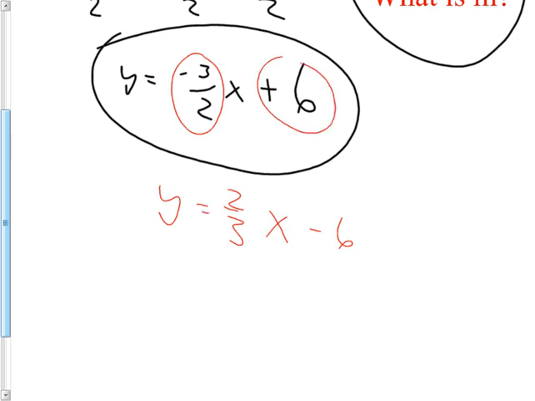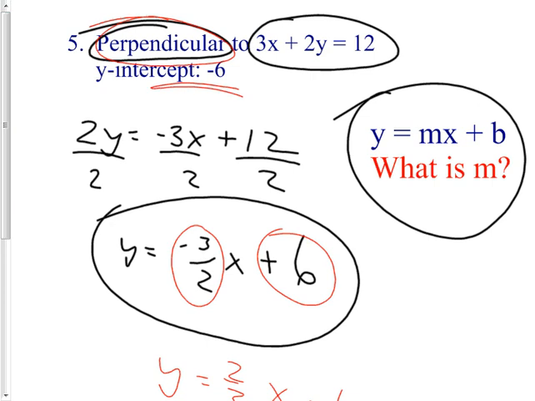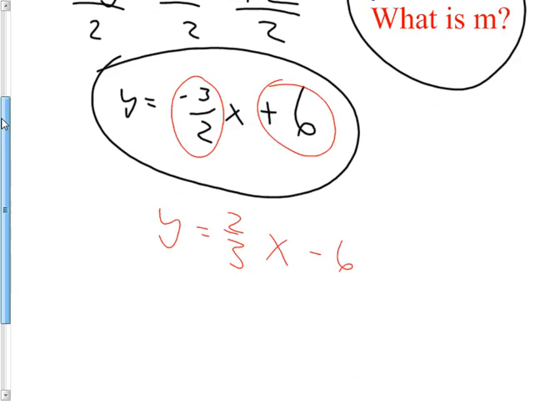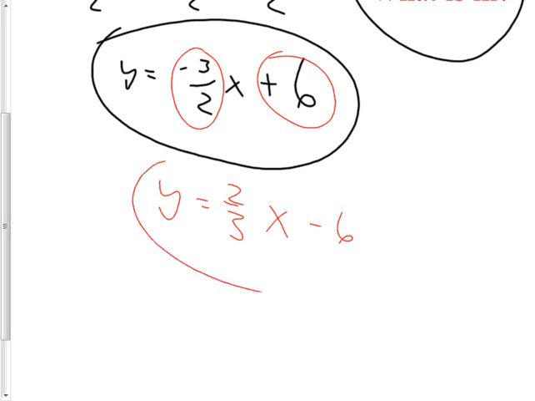And then why did I use the minus 6? It's not like I took this and changed it. It's because they told me they wanted the y-intercept to be negative 6. So, I think that's my final answer. Raise your hand if you had the same thing as I had. Okay, good. Thanks for catching me. It is so easy to make a little negative mistake.